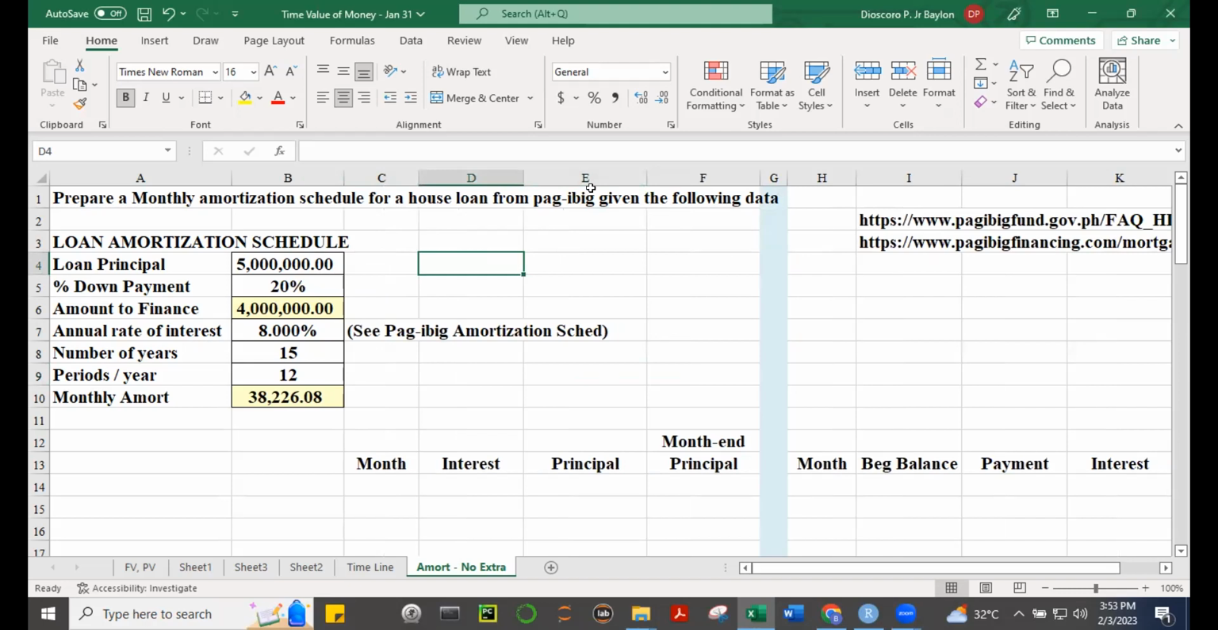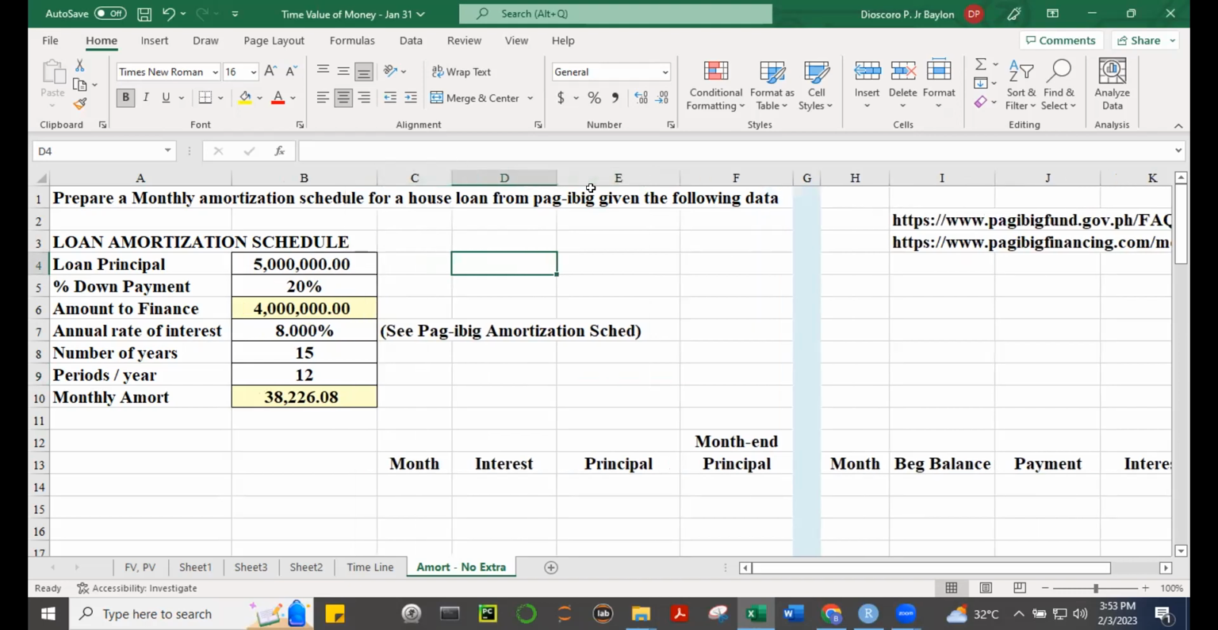I'm sorry, did you use the Excel function? Yes, Excel function. What's the Excel function for that? Gerard, are you the one who asked? Yes. What do you think is the Excel function for an annuity? It's PMT, no? Oh yes, sir. Okay, it's a PMT function.